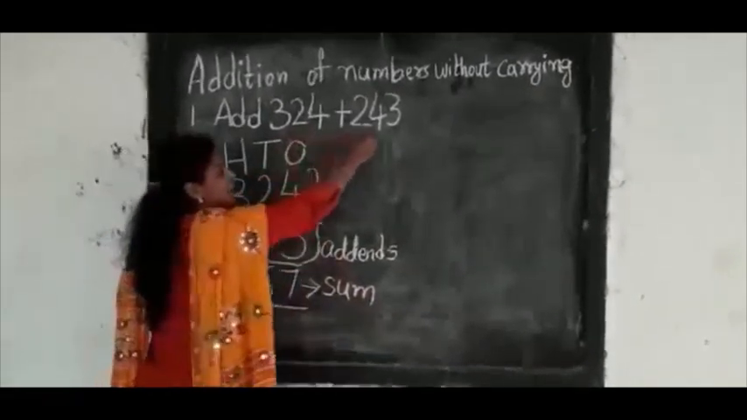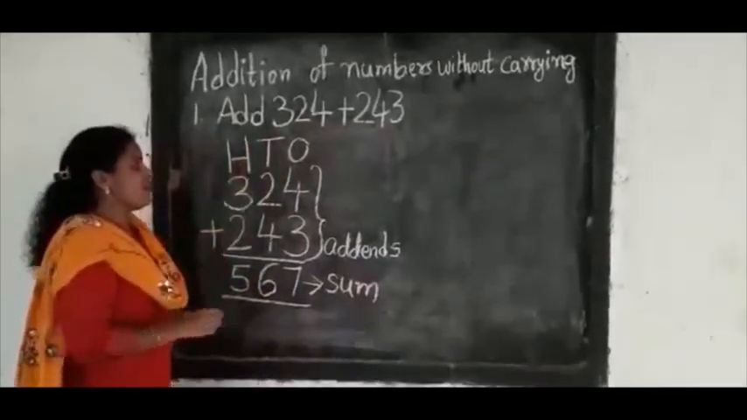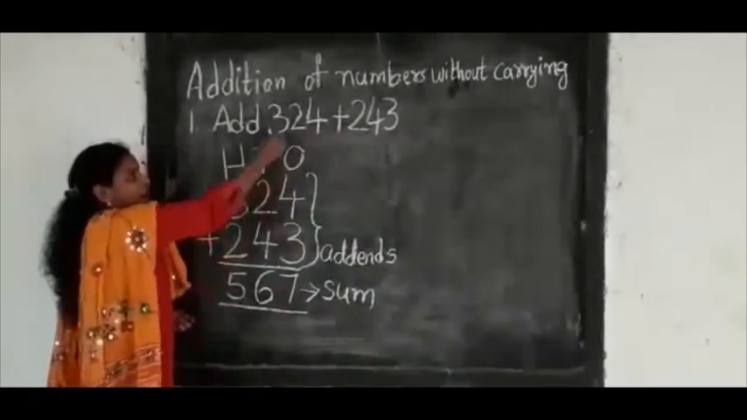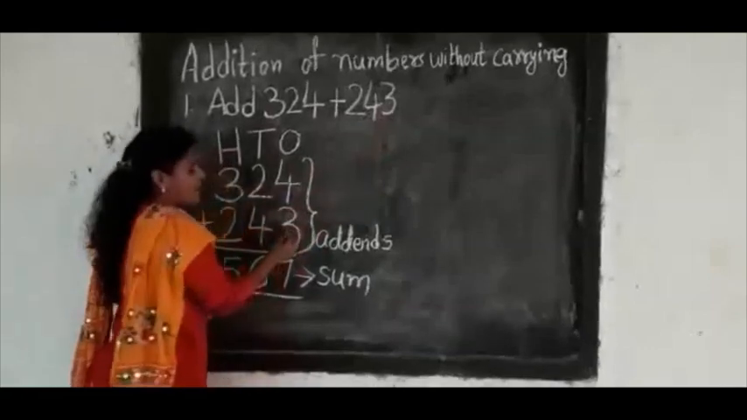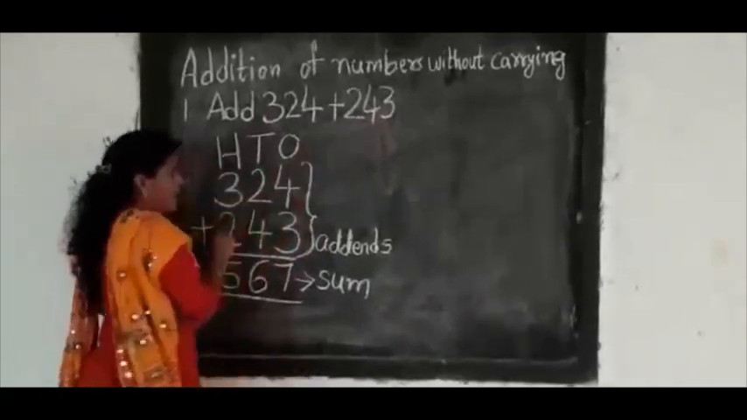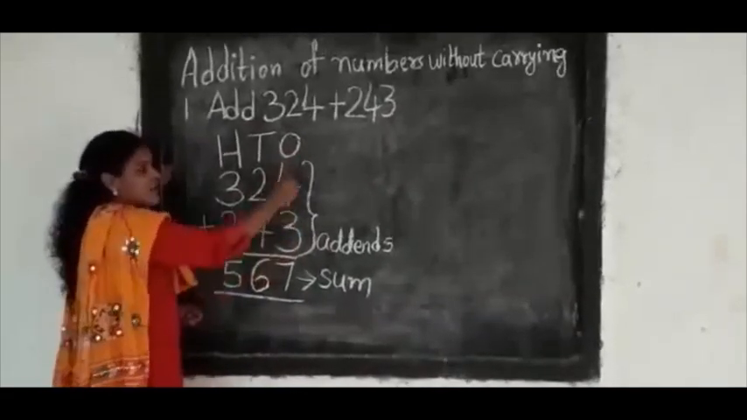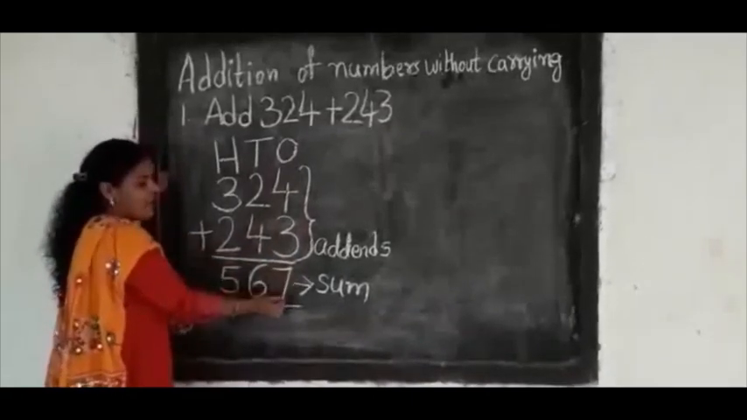324 plus 243 means here we are taking 3-digit numbers. Let's arrange these numbers in their places. In ones place we will write 4, in tens place 2, hundreds place 3. In 243, 3 will come in ones place, 4 in tens place and 2 in hundreds place. Start doing the addition from the ones place. In ones place we have 4, 3. 4 plus 3, 7. Write 7 in ones place.